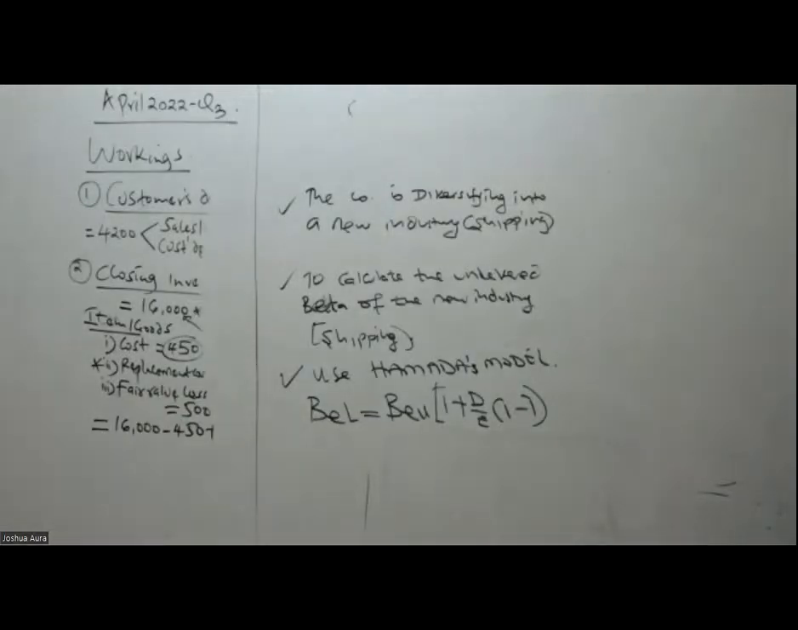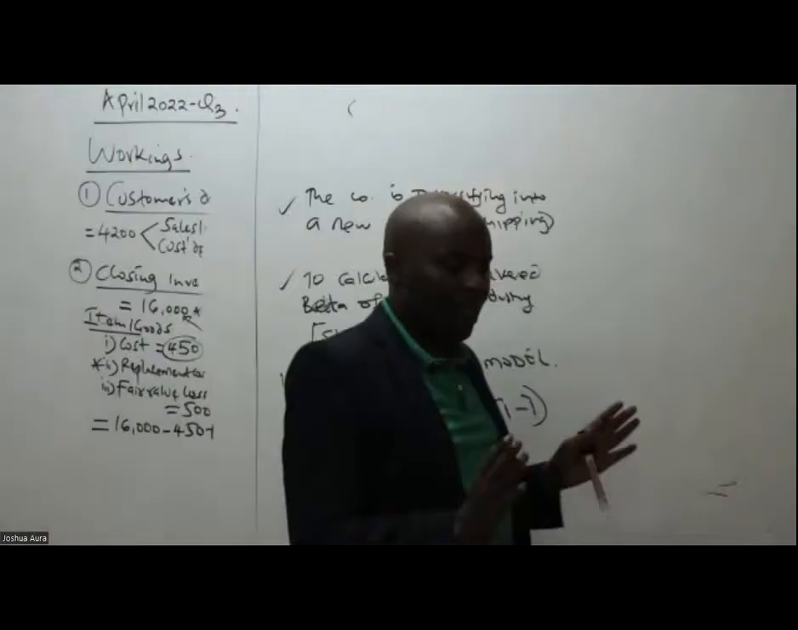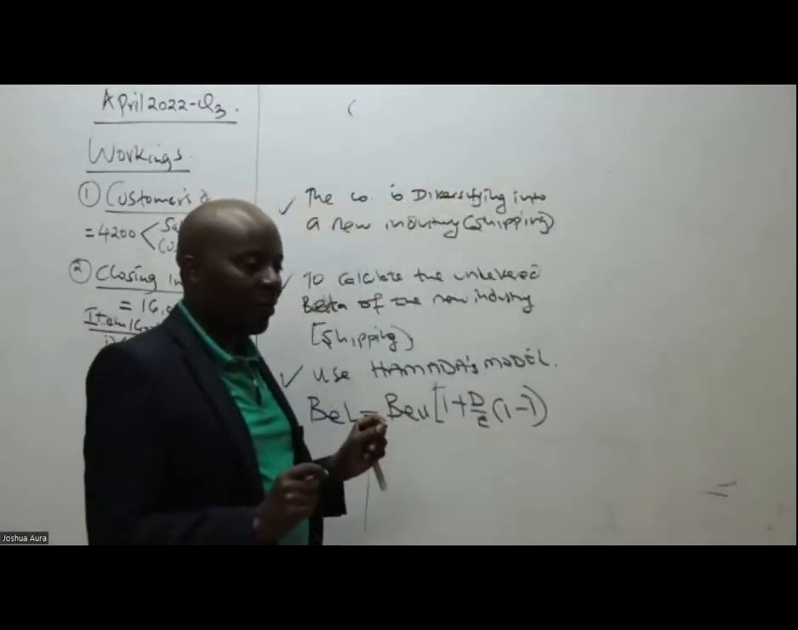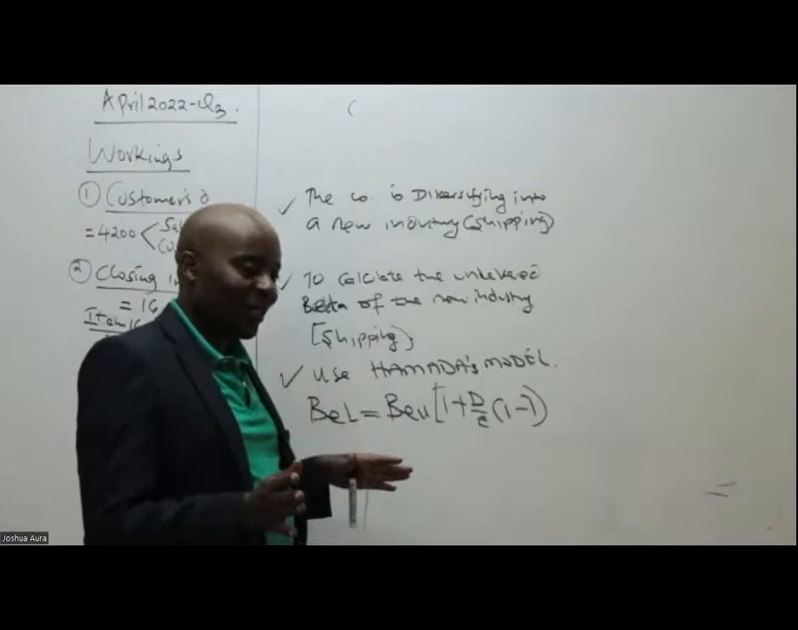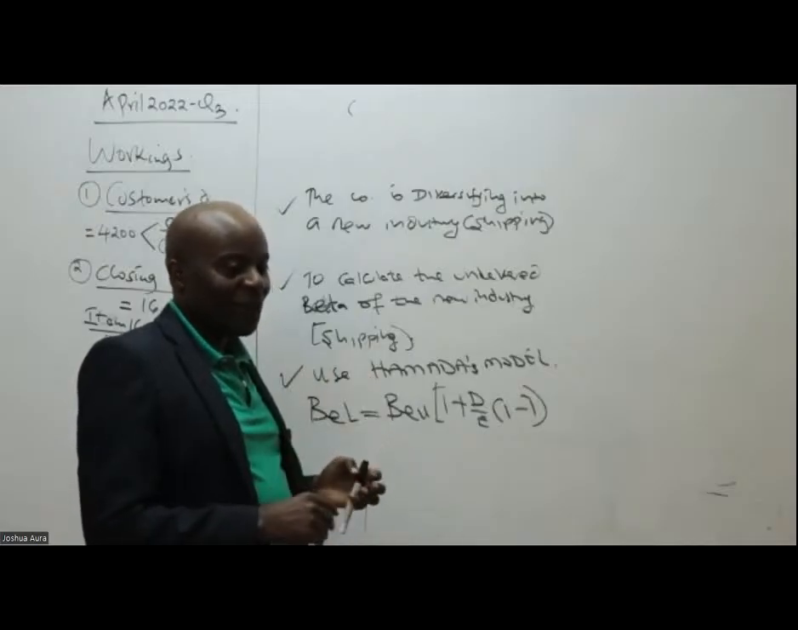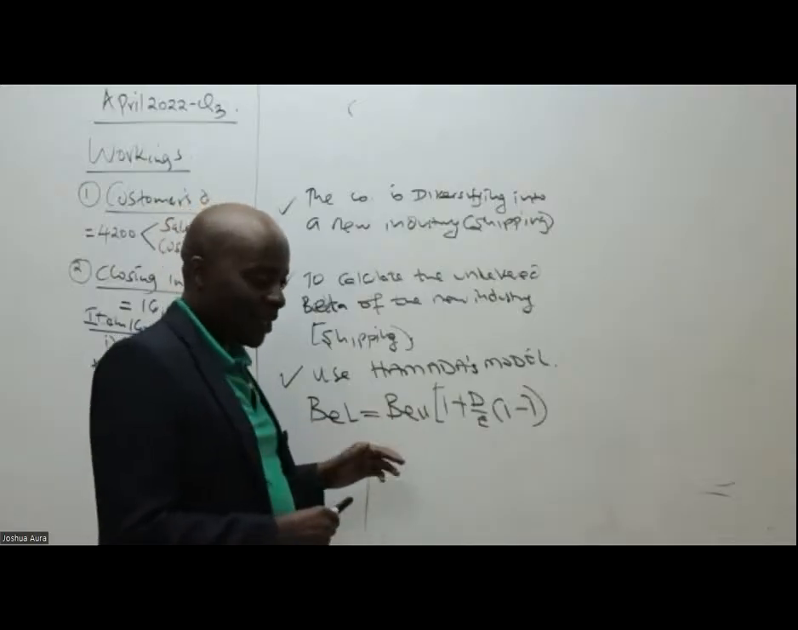When you are diversifying into a new industry, that should be the first thing you need to do. You have to come up with the beta equity of the unlevered firm of the new industry. So first of all, up to here, have you been able to write up to here?